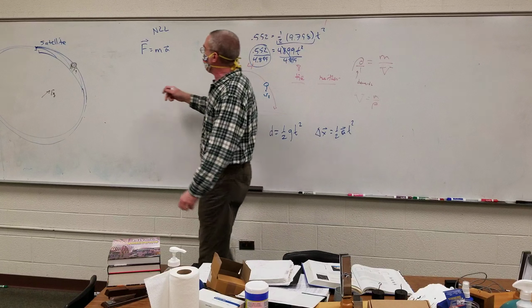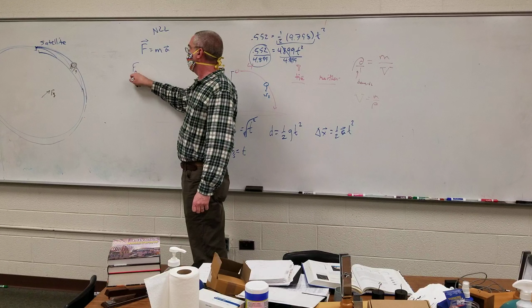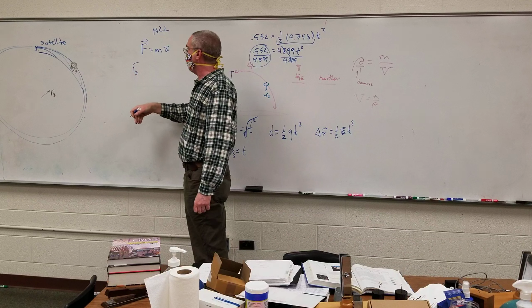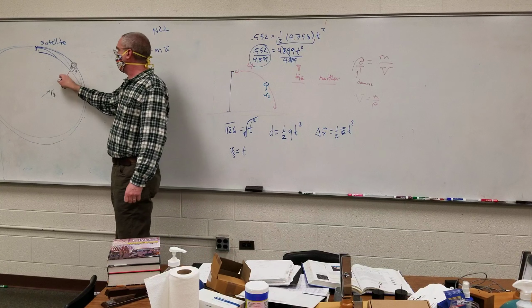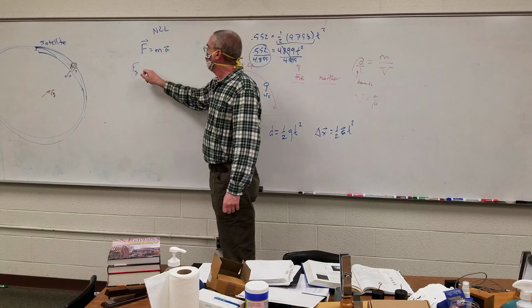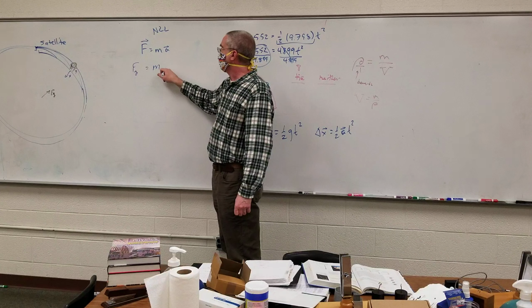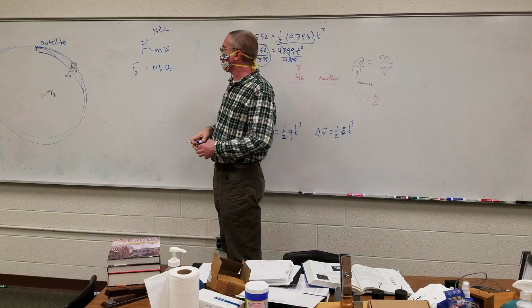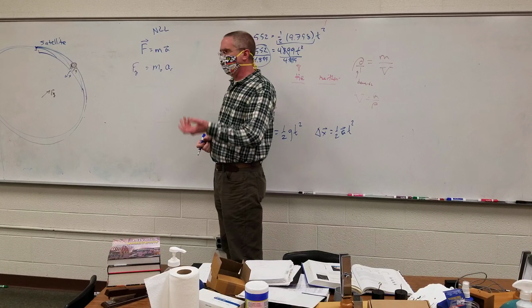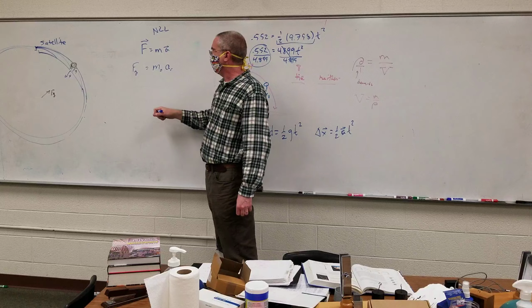All right, so the force acting on it is the force due to gravity towards the middle of the planet. So why don't we just call that the positive direction? That's equal to the mass of the object, the satellite, times centripetal acceleration. What's the formula for centripetal acceleration?